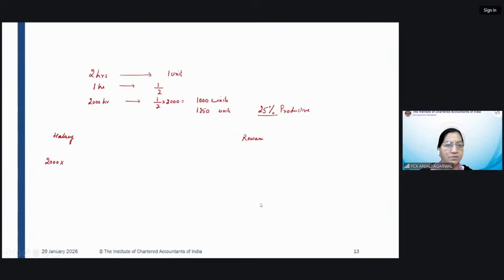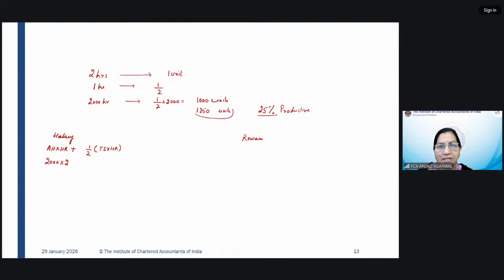scheme. So if he was paid under Halsey, actual hours into hourly rate, which is 2, plus a bonus. Bonus would be time saved into hourly rate. Now, how do we know the time saved? Half of this will go to the workers.